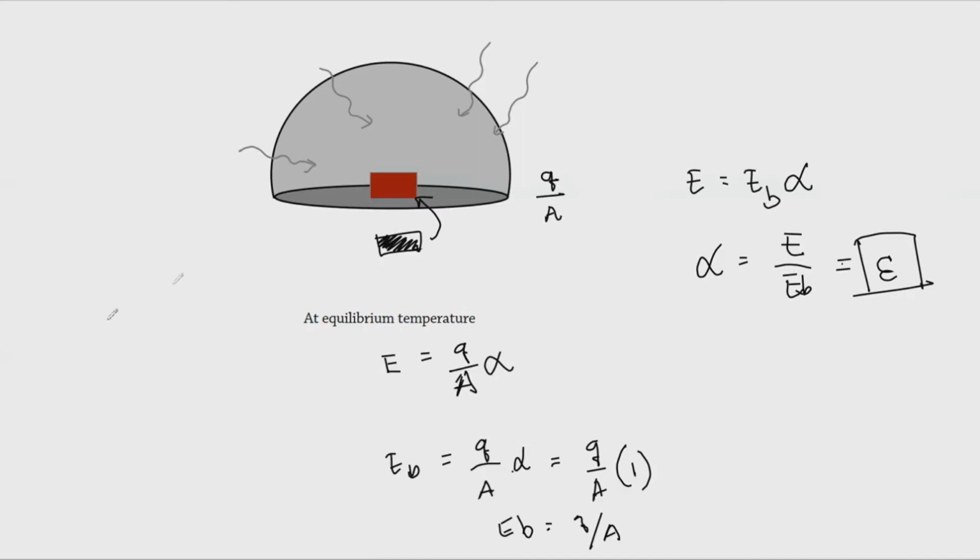And emissivity, we will be using that in our future calculations. Now this relationship here where alpha is equal to the emissivity, that is known as Kirchhoff's identity.